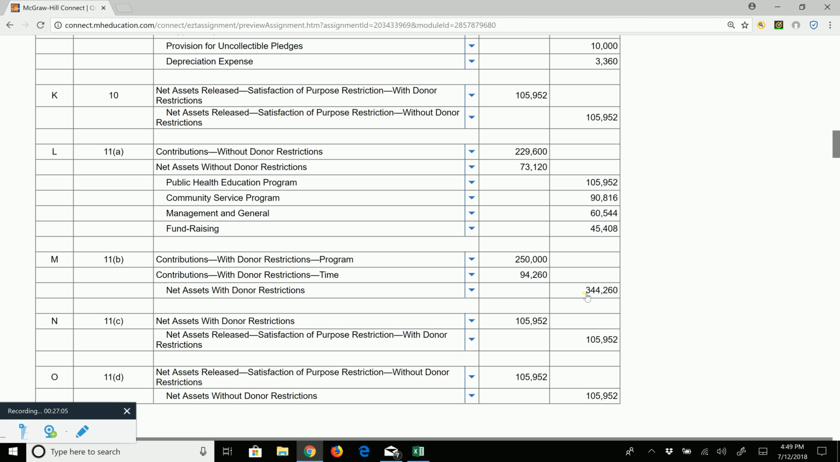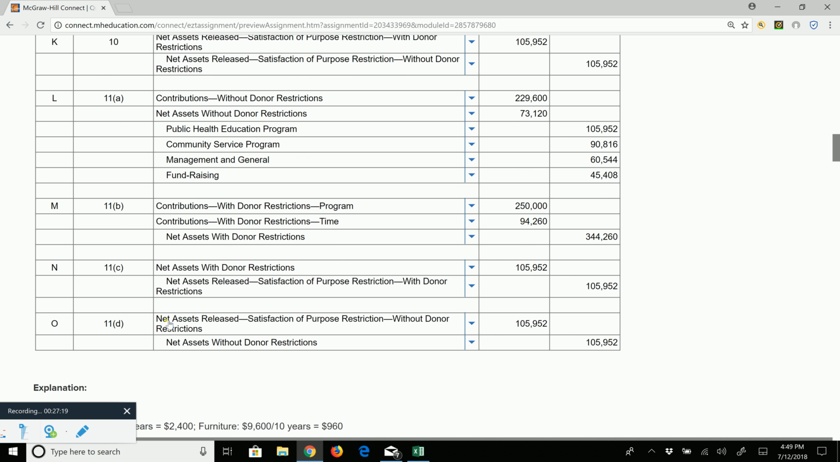And then lastly, those net asset released accounts. Net assets released, with donor restrictions had a debit balance, so I'll close it with a credit, and it'll close out directly to net assets with donor restrictions. And lastly, net assets released without donor restrictions had a credit balance, so I'll close it with a debit, and I'll close it out directly to the net asset without donor restriction account.